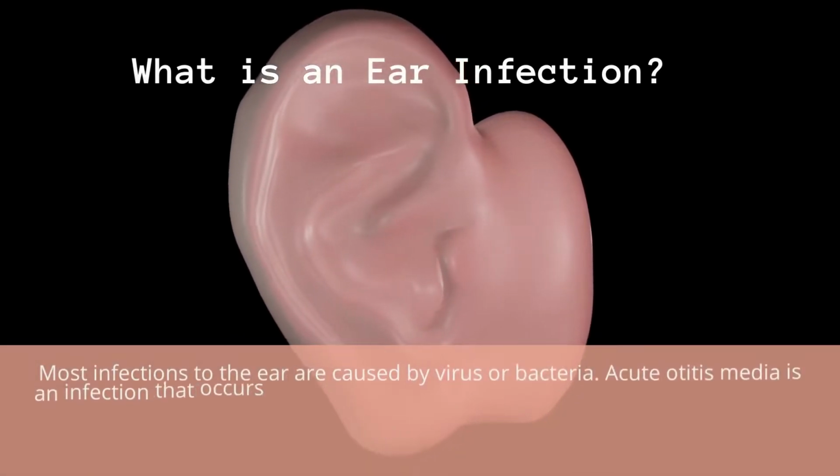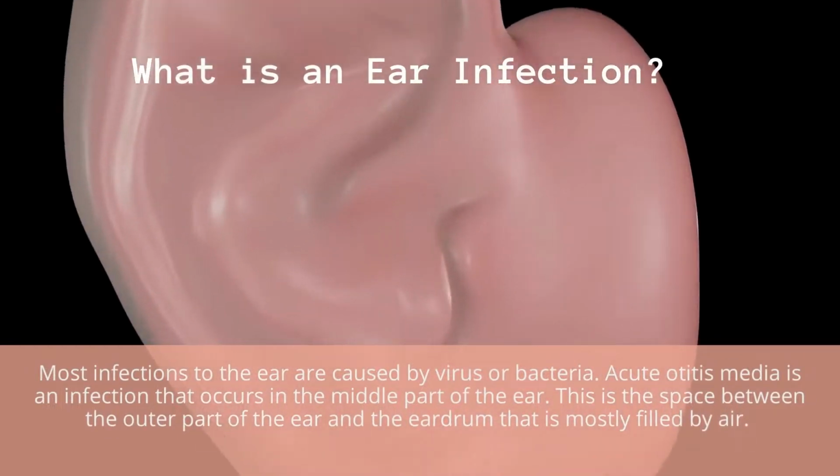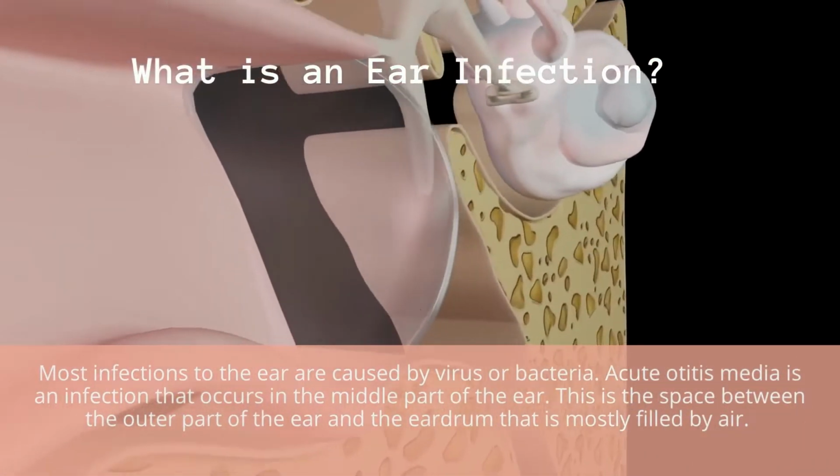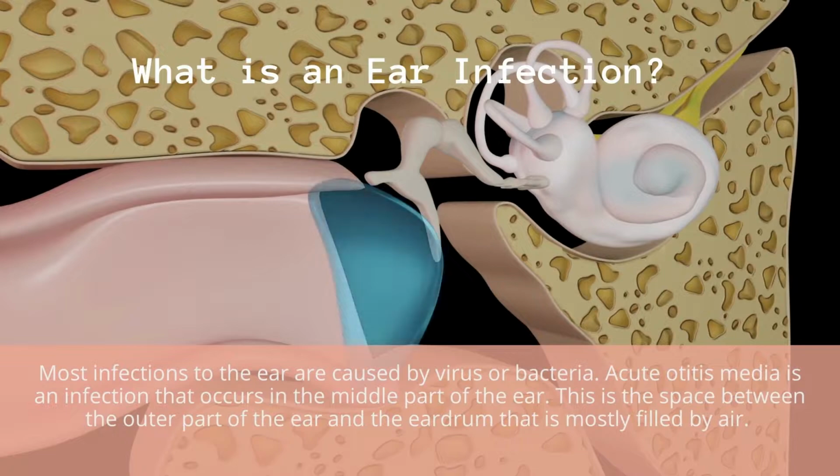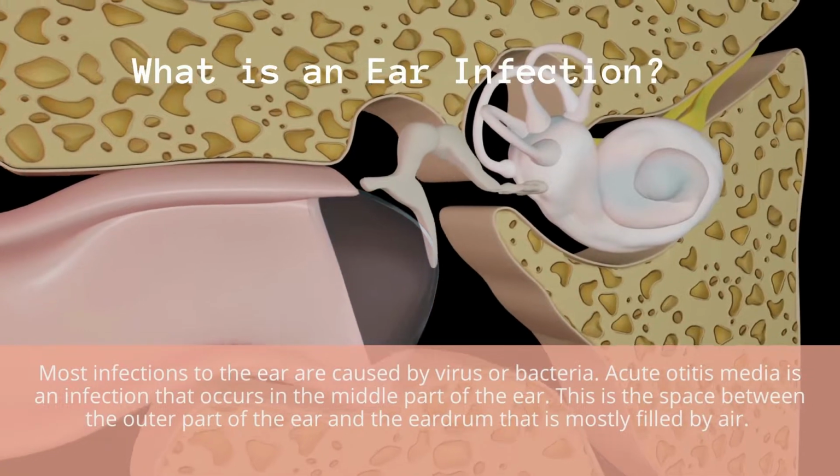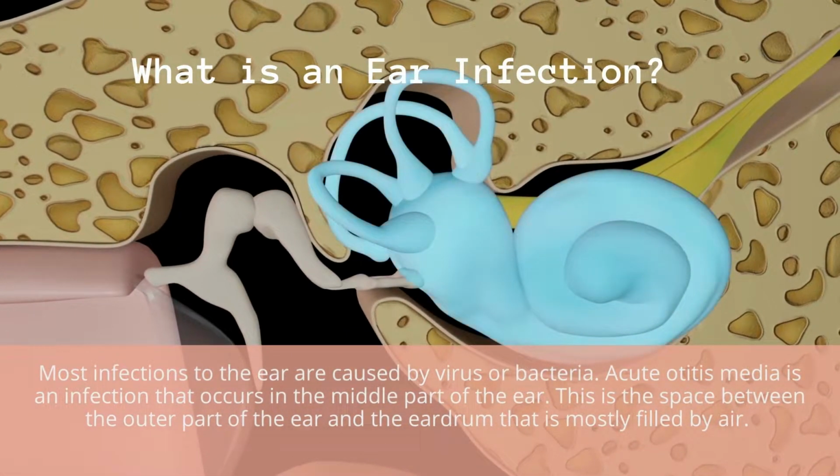What is an ear infection? Most infections to the ear are caused by virus or bacteria. Acute otitis media is an infection that occurs in the middle part of the ear. This is the space between the outer part of the ear and the eardrum that is mostly filled by air.